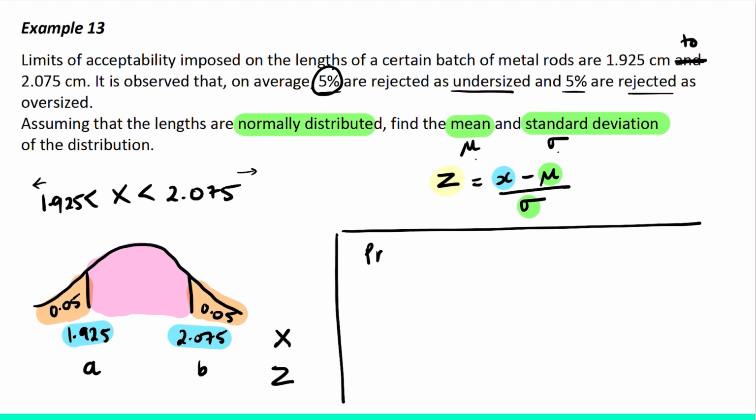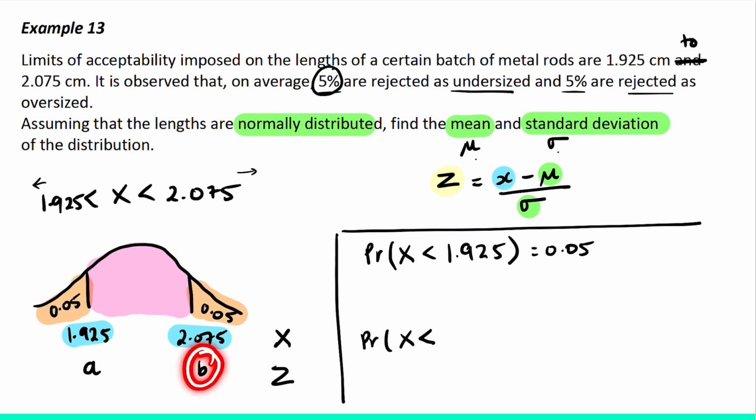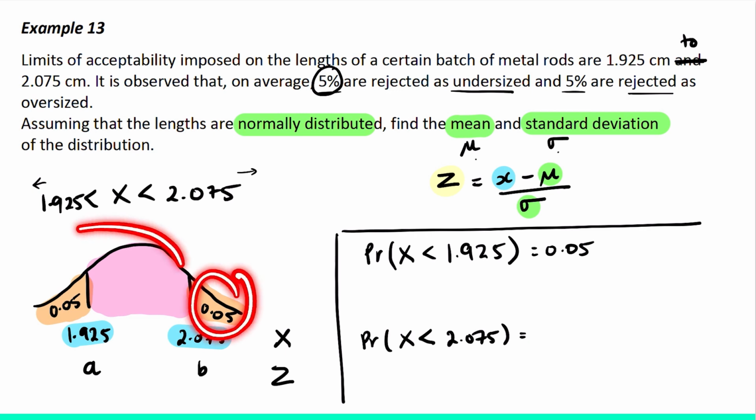Let's write out the information in terms of what we know. I know that the probability of x less than 1.925 is equal to 0.05. I also know that the probability of x, and notice I'm going to write less than because you might have already guessed it, we will need to use the inverse normal at one point, x is less than 2.075. Well, if that's 5%, then this will all be 95%.